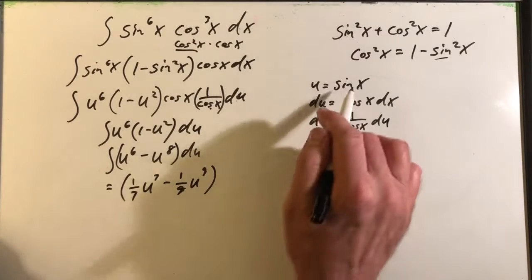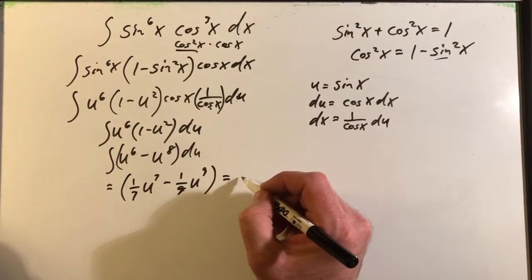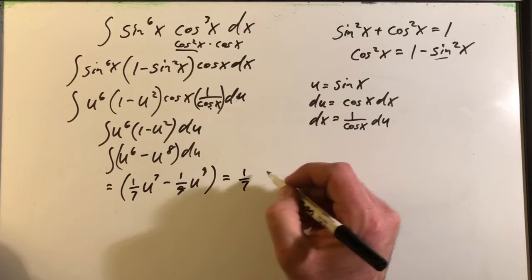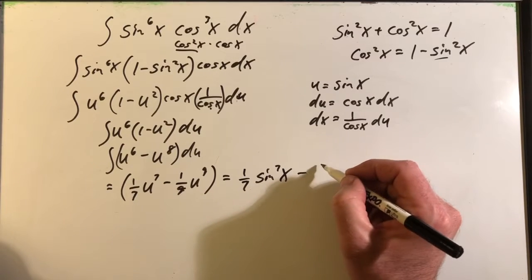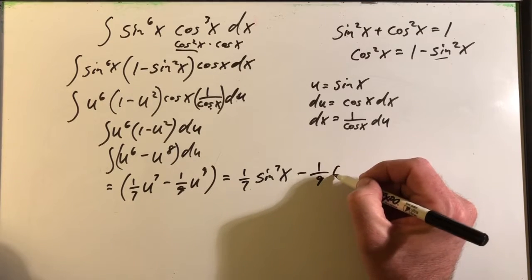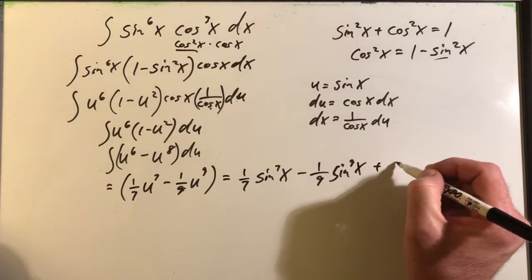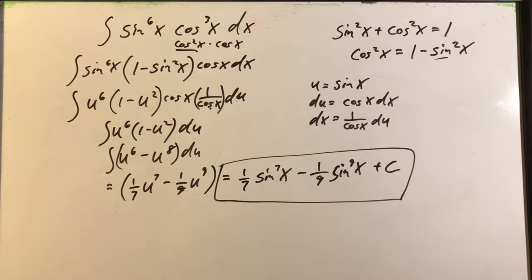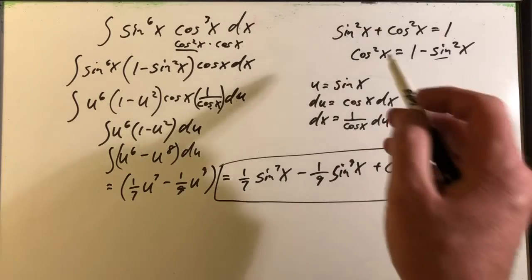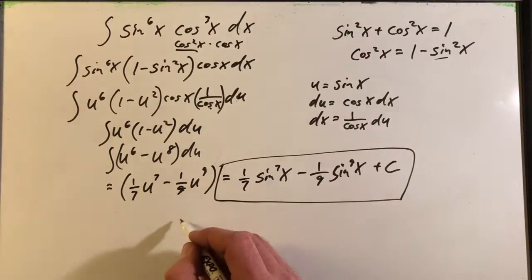And then I can substitute back in my u. My u's can be replaced by sine x. So I'm going to have 1 over 7 sine to the 7th x minus 1 over 9 sine to the 9th x plus constant c. Okay, so that is the first part of how to do one of these basic trigonometric integrals just by using a simple substitution there.